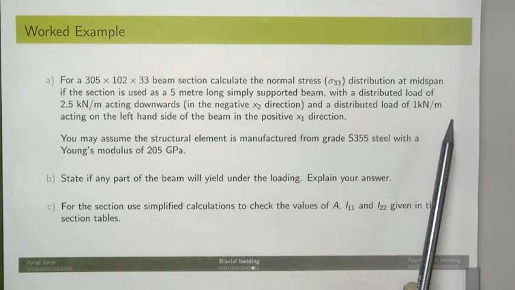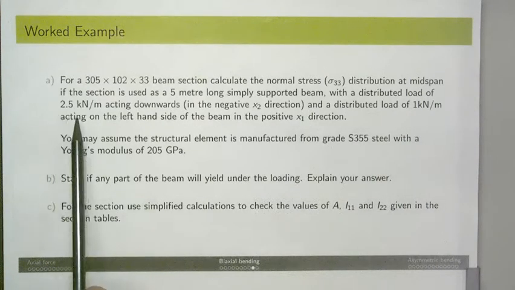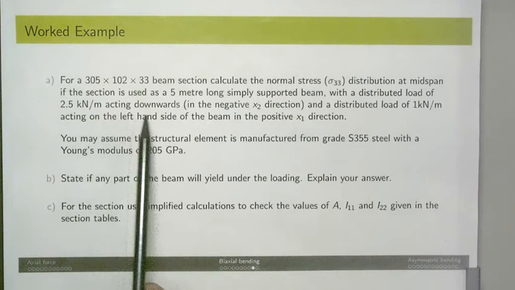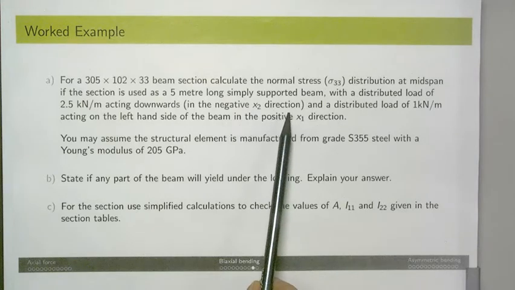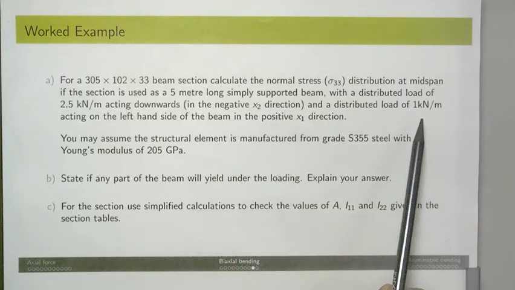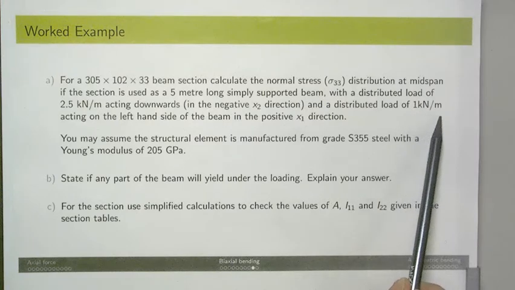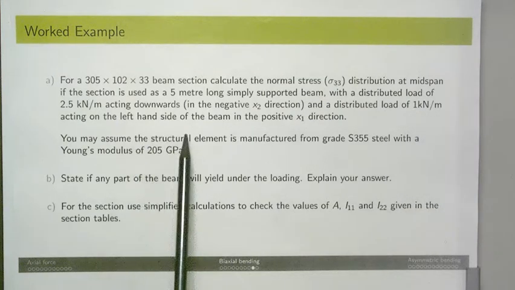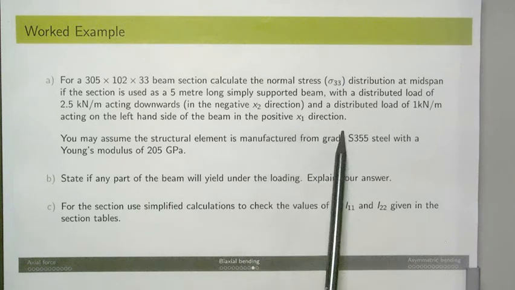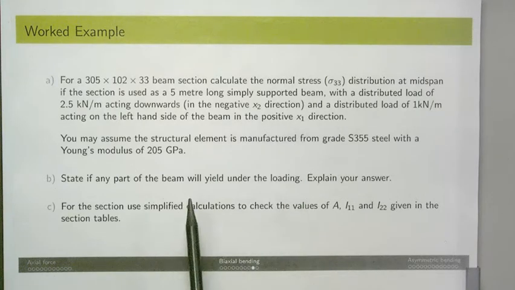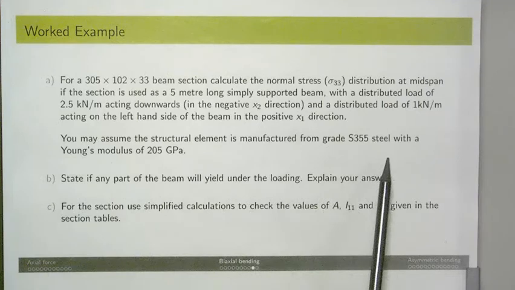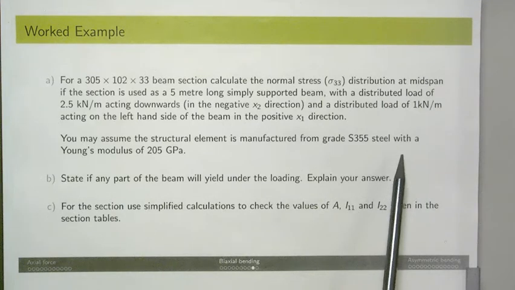And we're given two distributed loads, so one of 2.5 kilonewtons per metre acting downwards in the negative x2 direction, so this will be important when we come to orientate ourselves, and one distributed load of 1 kilonewton per metre acting on the left hand side of the beam in the positive x1 direction. Again, I'll come on just in a second to what we mean by the negative x2 direction and the positive x1 direction. We're given a similar set of assumptions to those that we've used in the previous worked example, so I won't go into those any further.